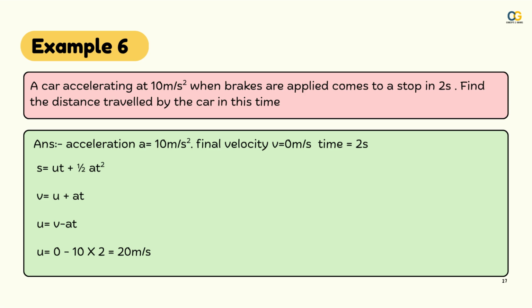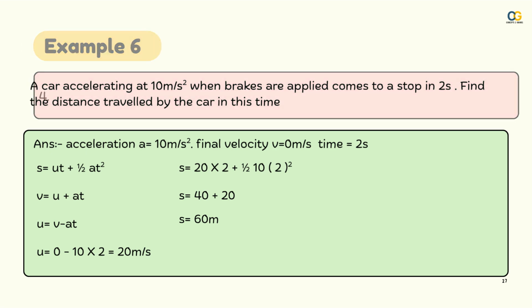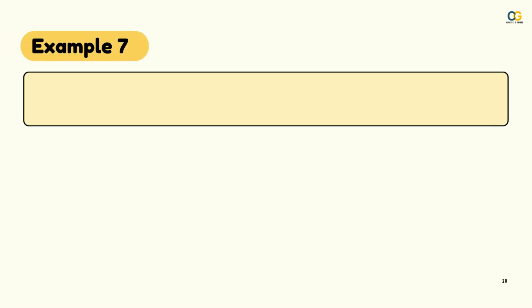Now substituting this into our distance equation, we get 20 into 2 plus half into 10 into 2 power 2, which is equal to 40 plus 20, which is equal to 60 meters. This is how you can use 2 or 3 equations simultaneously to solve the question. Let us solve another question to understand these equations further.